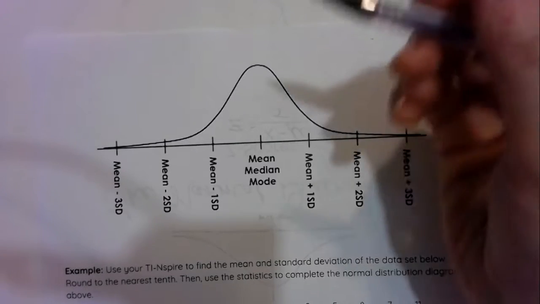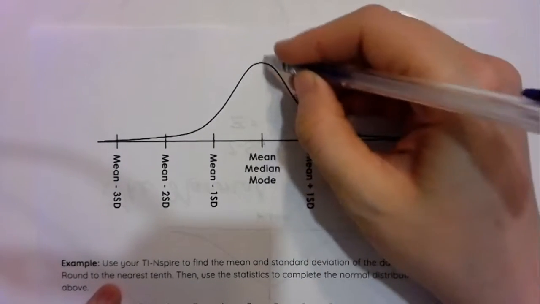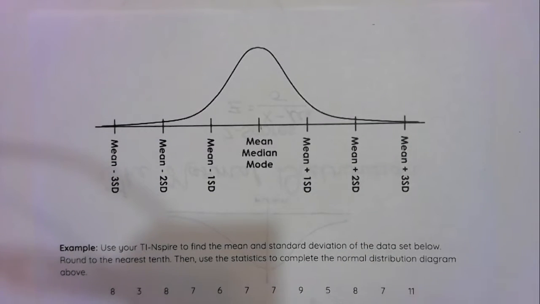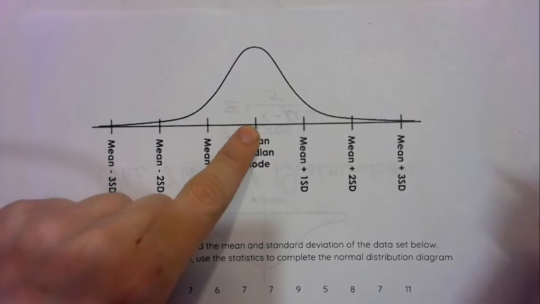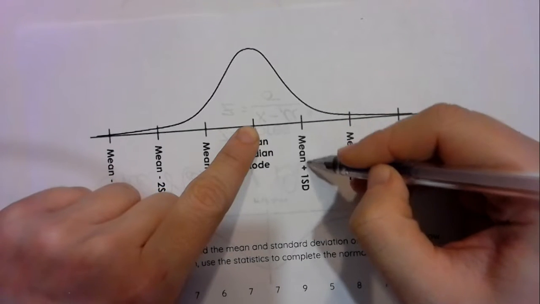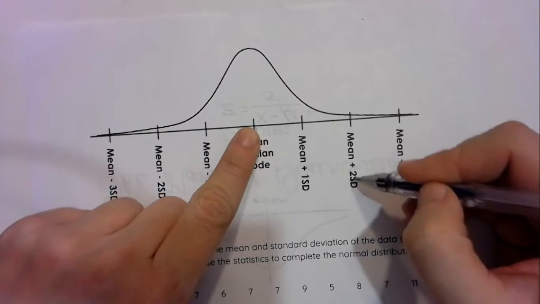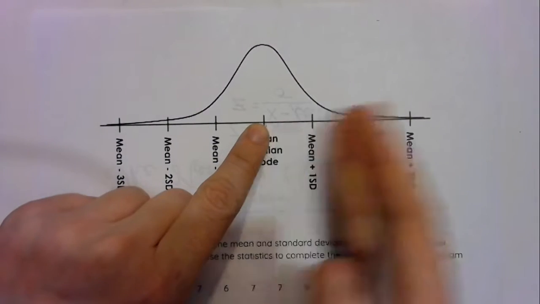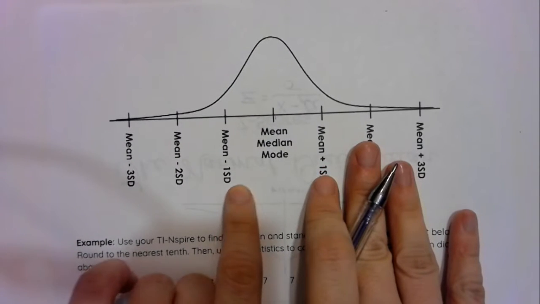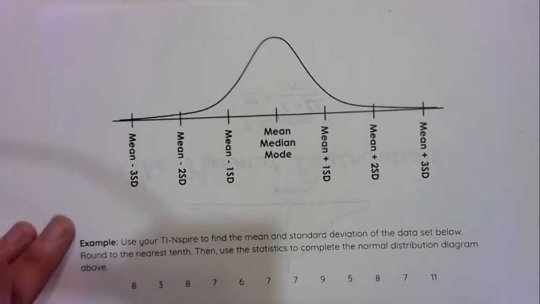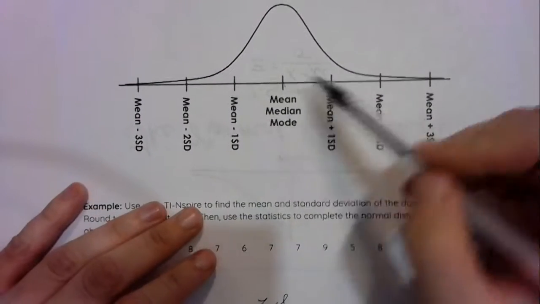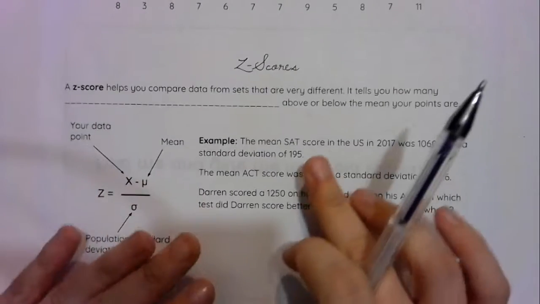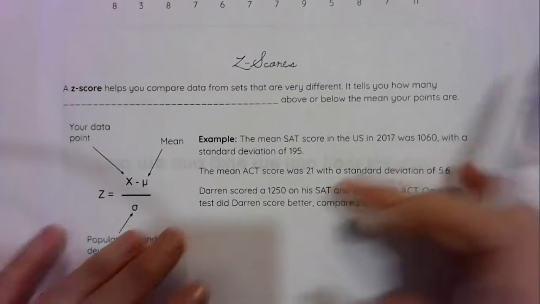So in my distribution graph here, I have the mean, median, mode approximately equal in the middle. And then over here, I've got the mean plus 1 standard deviation, mean plus 2 standard deviations, mean plus 3 standard deviations, and so on. And then on this side, I'm subtracting. We're going to be filling this out in just a minute with an example from these numbers, and then an example with some SAT and ACT scores.